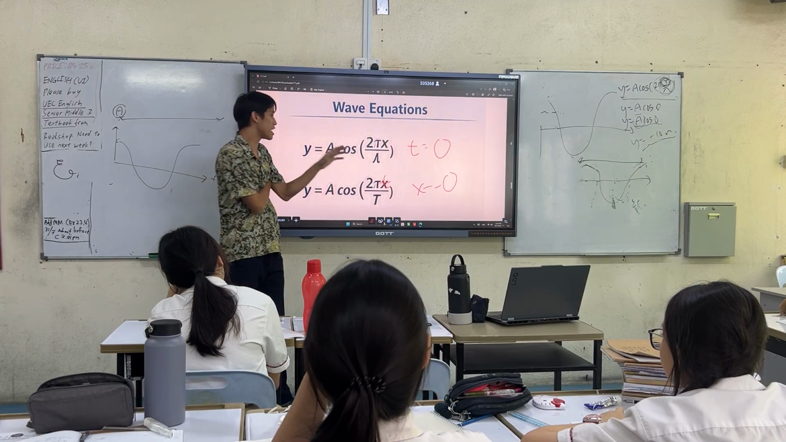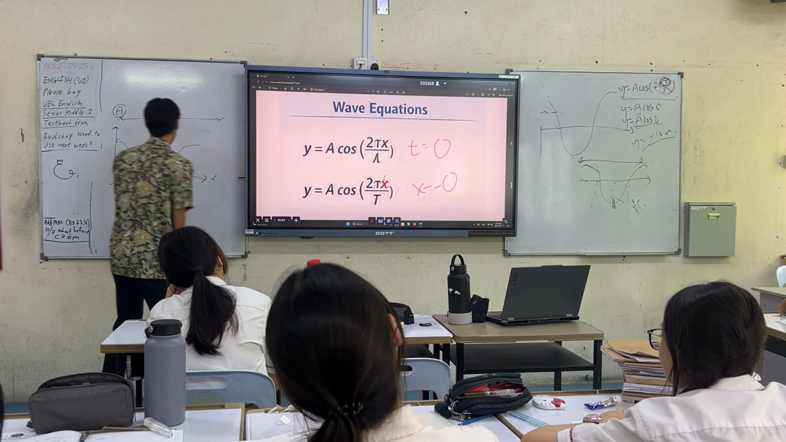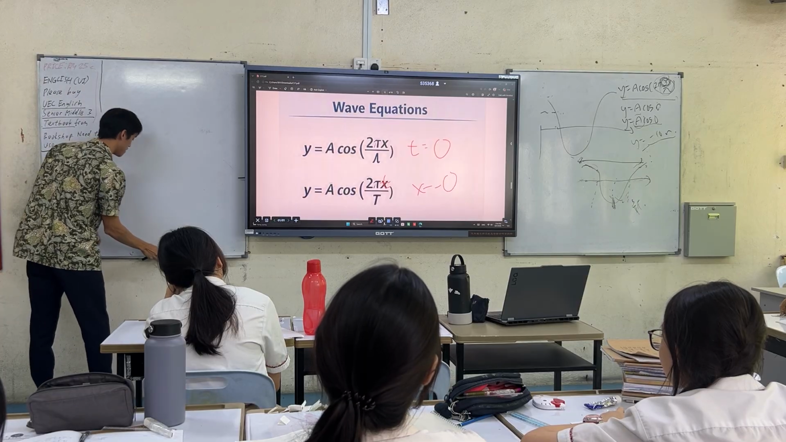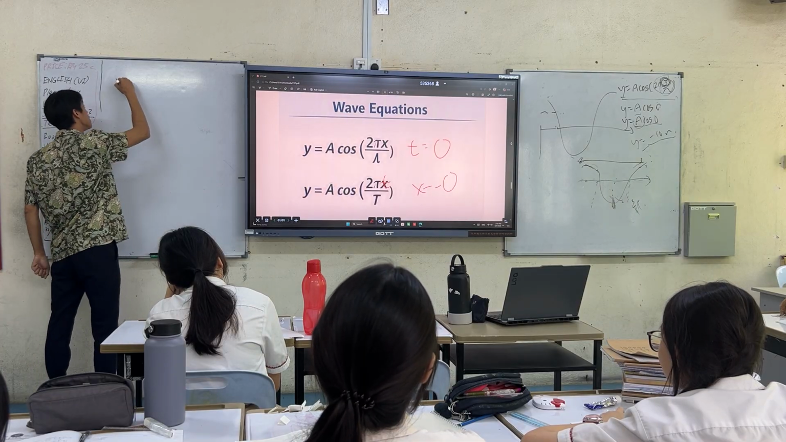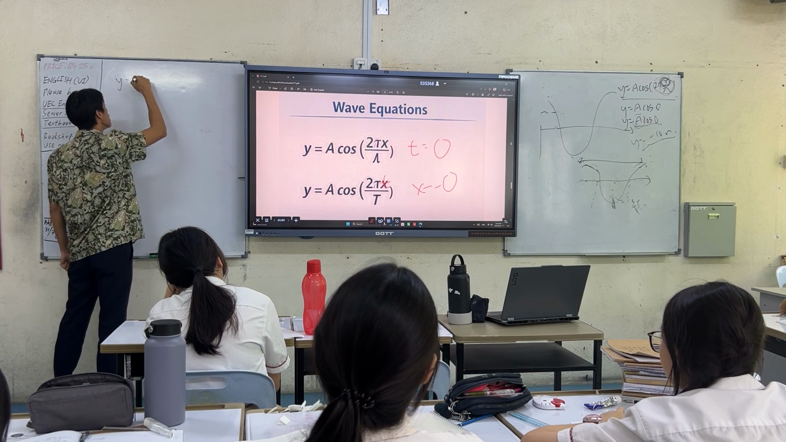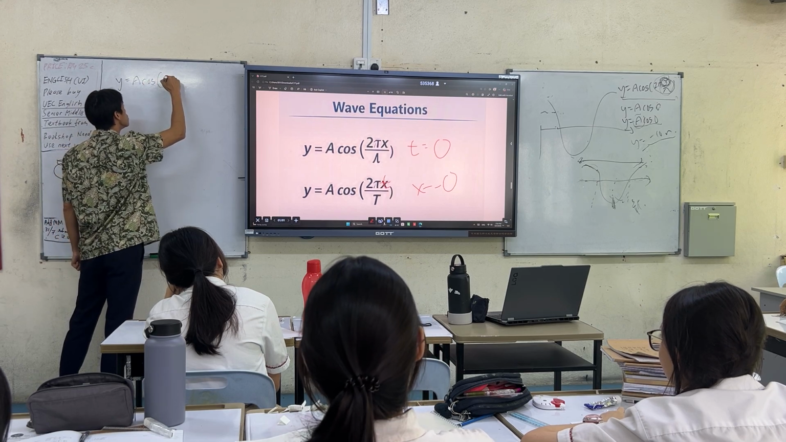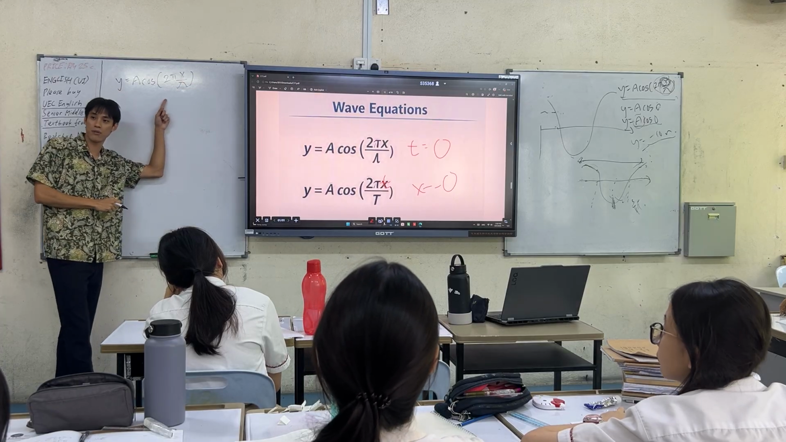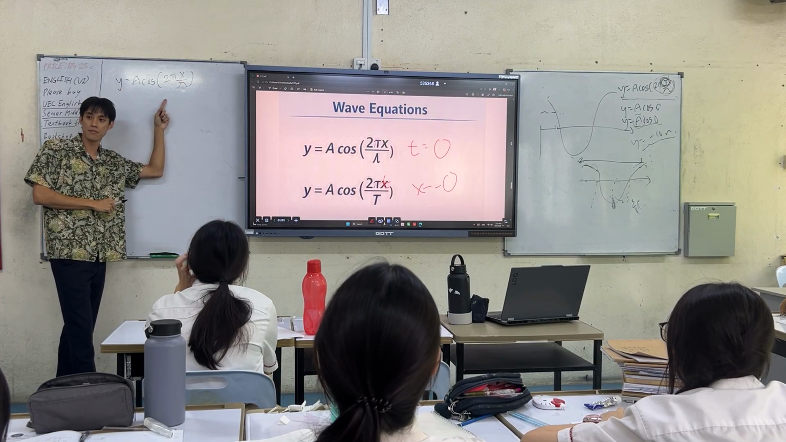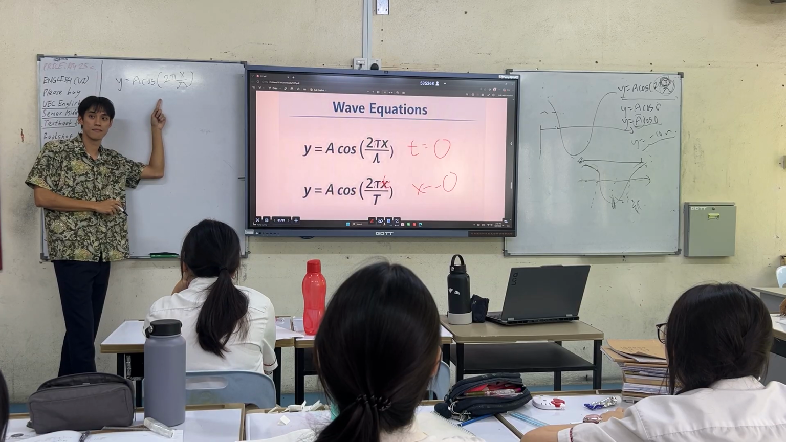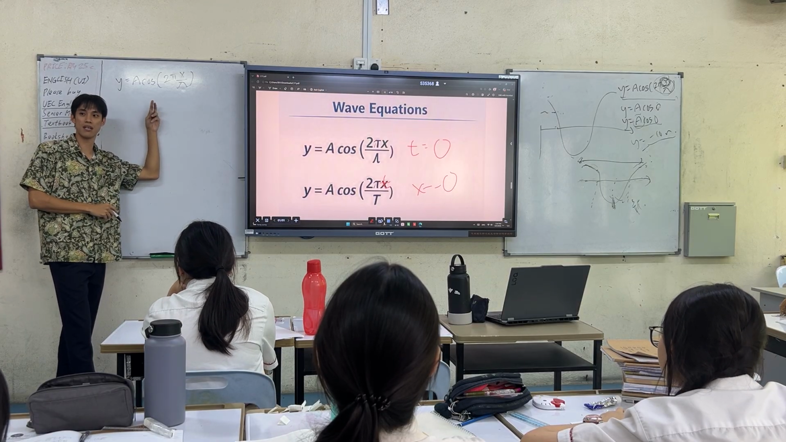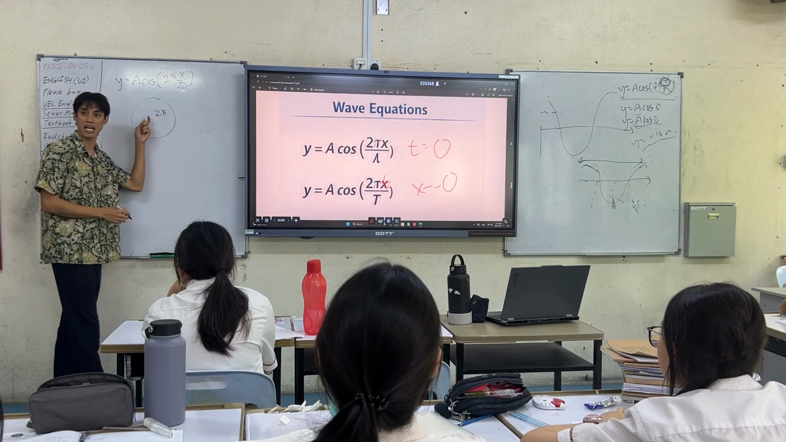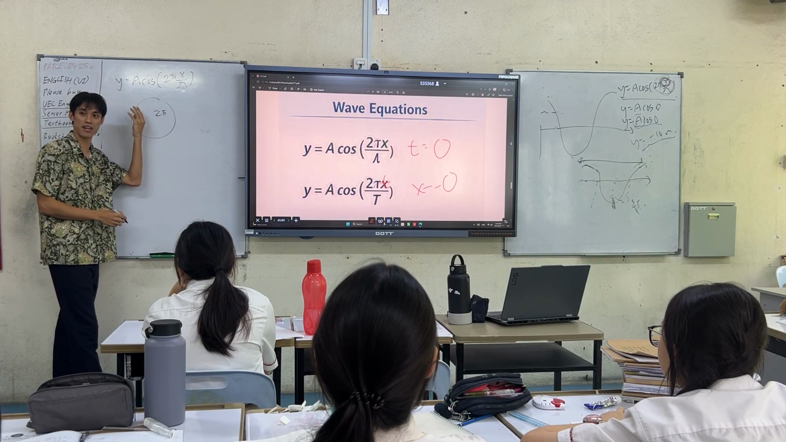You actually can put both graphs together. You just need to understand what we mean. For example, if we focus on y equals A cos 2 pi x over lambda, do you know why we use this one? Why is it 2 pi? Because it's the circle, and the circle is 2 pi, like radians. We learned this before already.